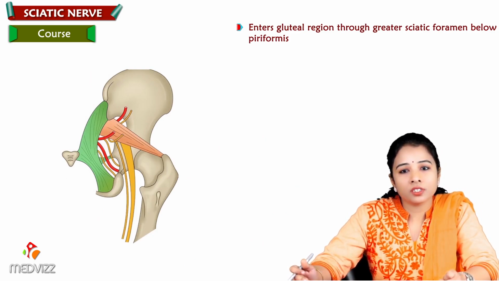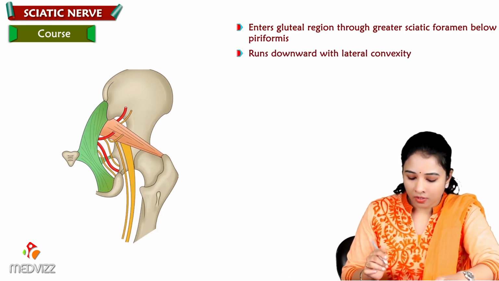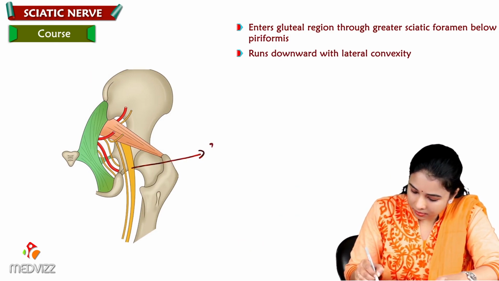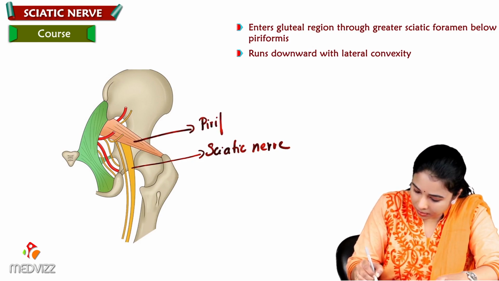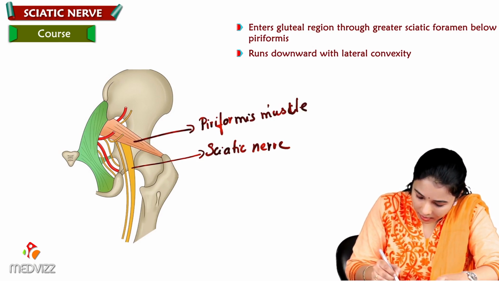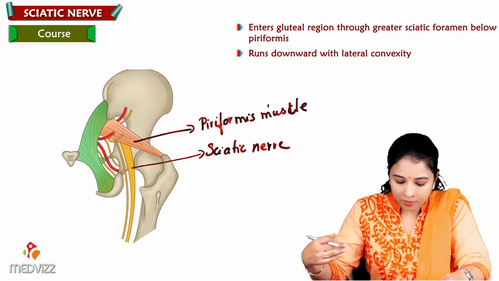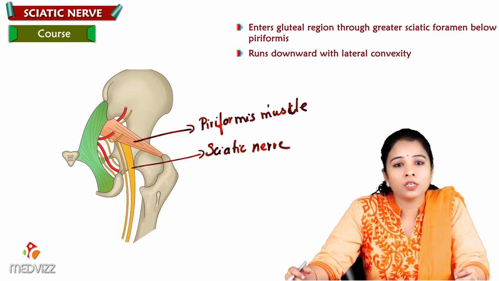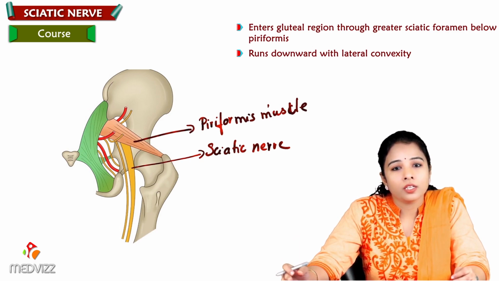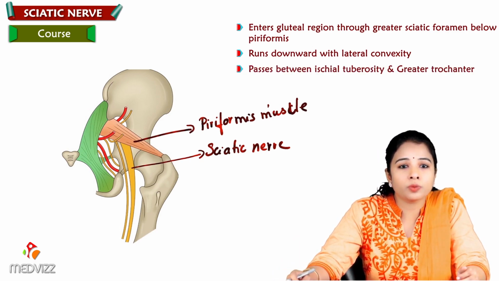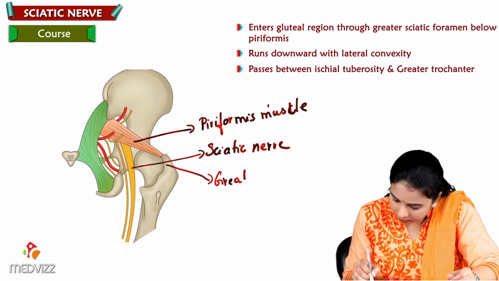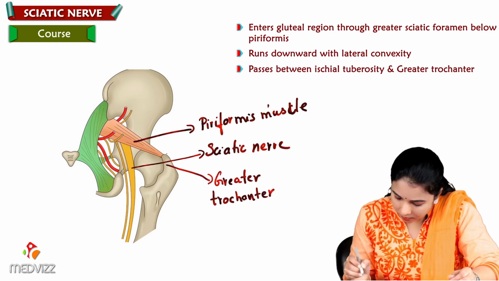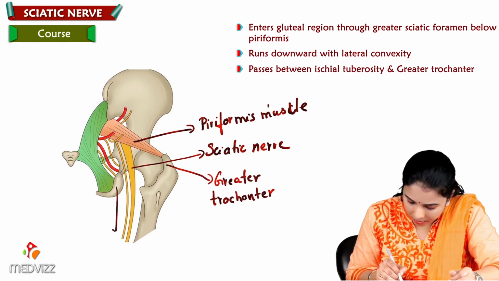In the gluteal region, it runs downwards with a lateral convexity. We can see here, this is the sciatic nerve and this is the piriformis muscle. It lies underneath the piriformis and comes out below the lower border of the piriformis to enter the gluteal region. In the gluteal region, it passes between the ischial tuberosity and greater trochanter. This is the greater trochanter, and this is the ischial tuberosity.